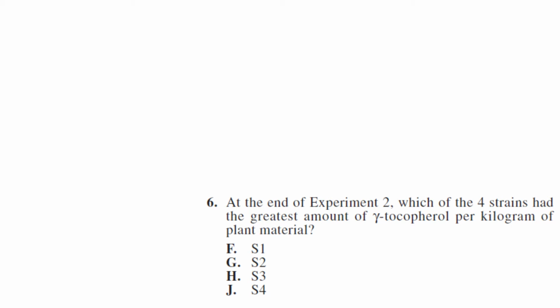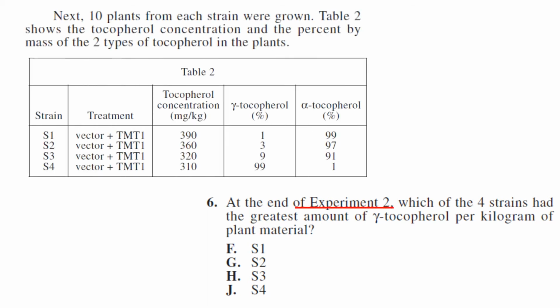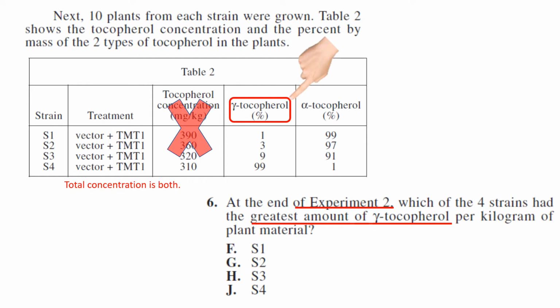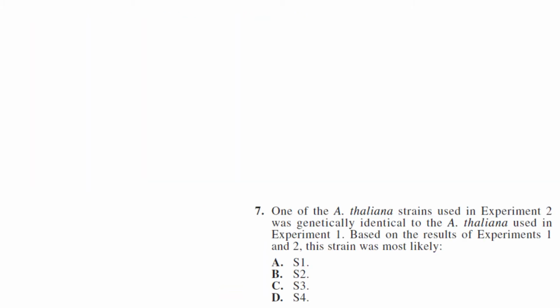Okay, question number 6. At the end of experiment 2, so we're looking at experiment 2, which of the 4 strains had the greatest amounts of Y, that's not Y, I can't remember what that is, Y tocopherol per kilogram of plant material. So we're not going to use the tocopherol concentration because that's both of them together. We're just really looking for the Y tocopherol. So what percent of that is the greatest amount in 99? So 4J.